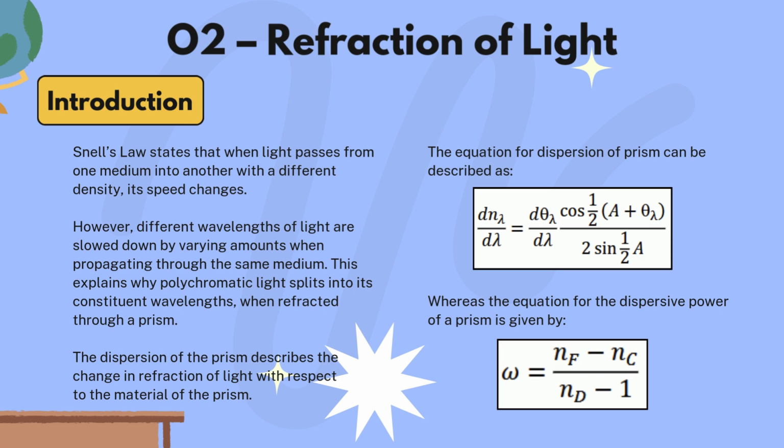The dispersion of a prism describes the change in refraction of light with respect to the material of the prism. The equation for dispersion can be described with the following equation, whereas the equation for the dispersive power of a prism is given by the following equation shown on the slide.